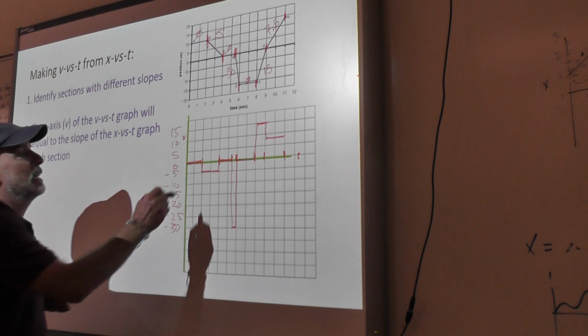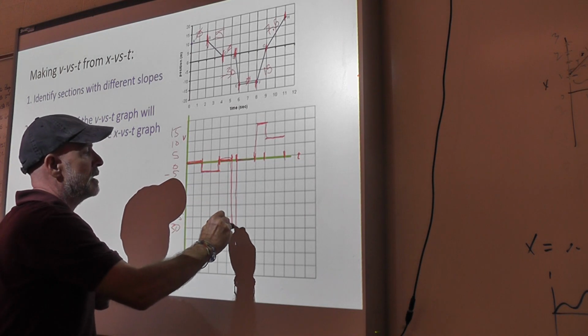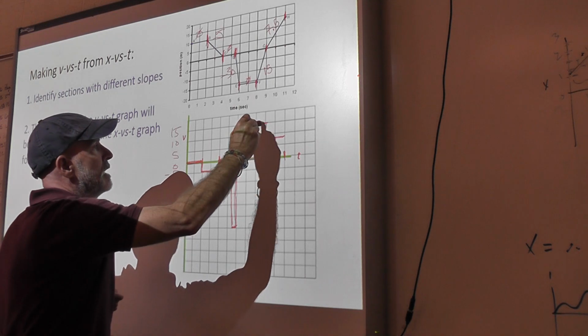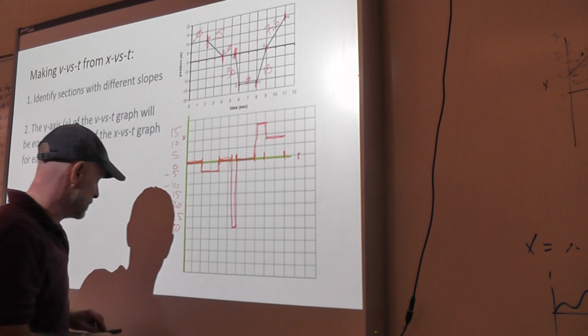So this is our velocity versus time graph. This effectively tells us for each time period the slope of our position versus time graph.